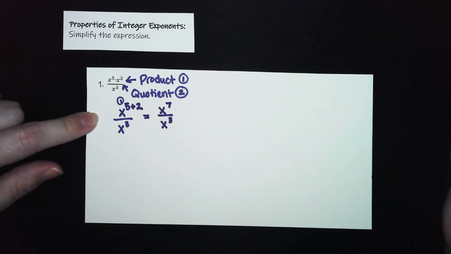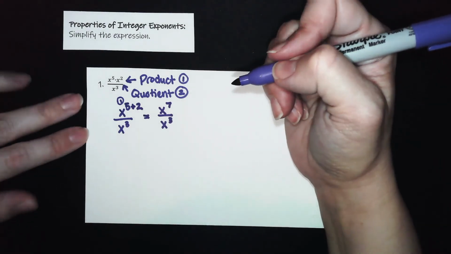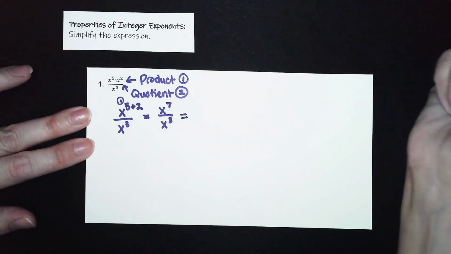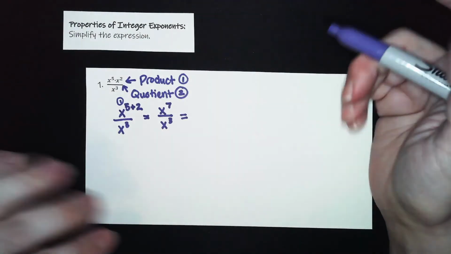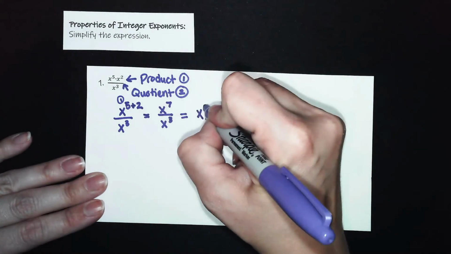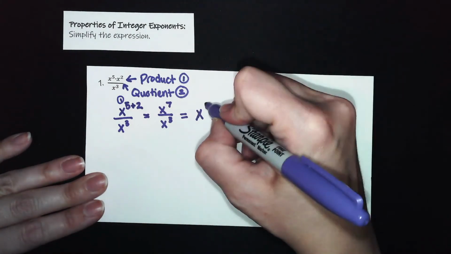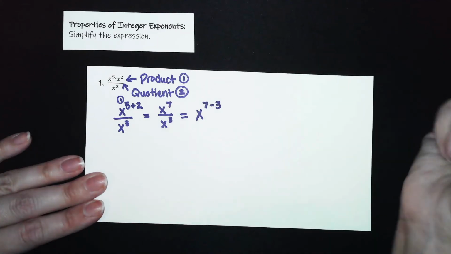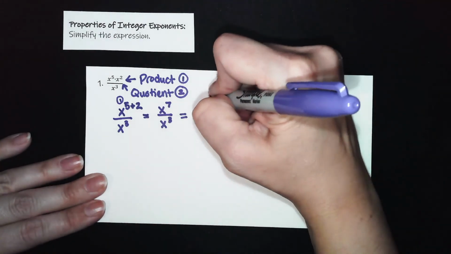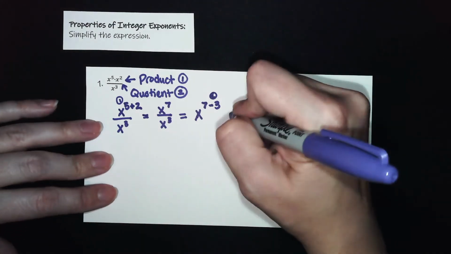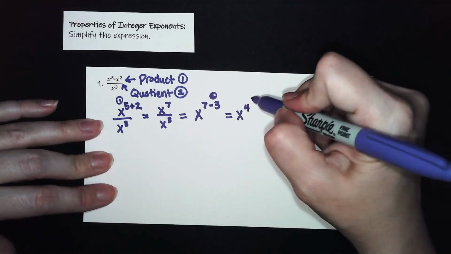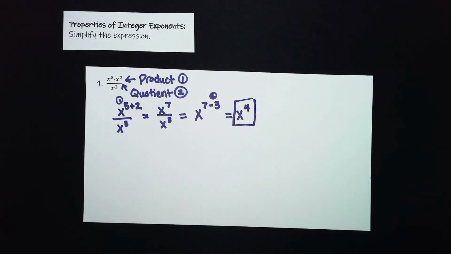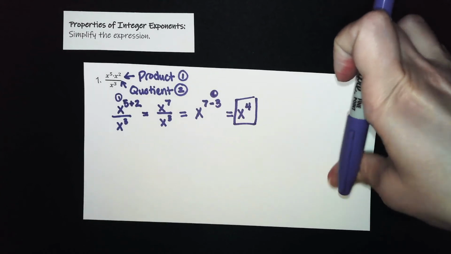Okay, so now we need to deal with our quotient rule, which, if we go back to our quotient rule here, is where we now subtract the powers. So I have x as the base, it's both bases, and it'll be the top minus the bottom power, okay? So this is number 2, that was the quotient rule. And then 7 minus 3 is 4. So in this case, it's a positive power. I only have x one time. I am done. Okay? So let's try number 2.